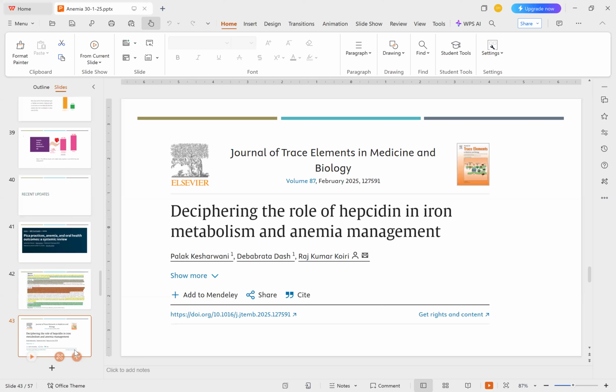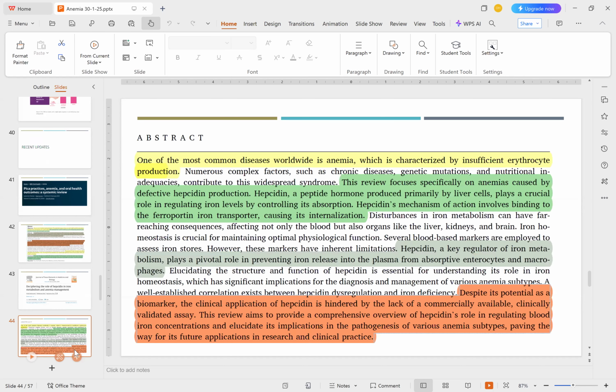This article was also published in 2025: Deciphering the role of hepcidin in iron metabolism and anemia management. One of the most common diseases worldwide is anemia, which is characterized by insufficient erythrocyte production. This review focuses specifically on anemia caused by deficient or ineffective hepcidin production. Hepcidin, a peptide hormone produced primarily by liver cells, plays a crucial role in regulating iron level by controlling its absorption.